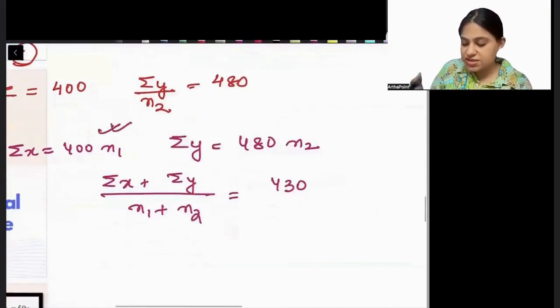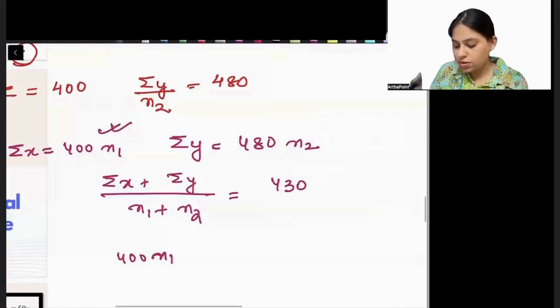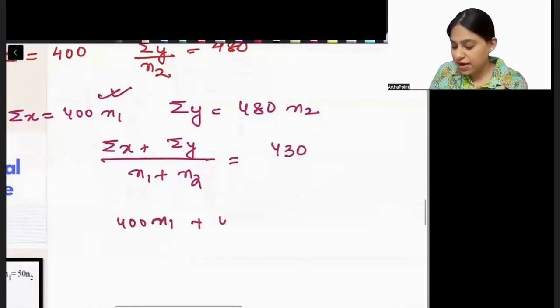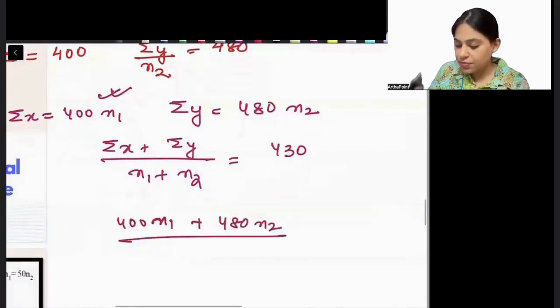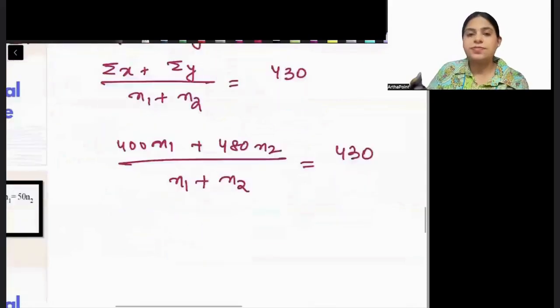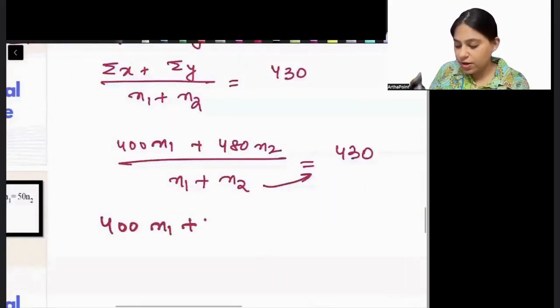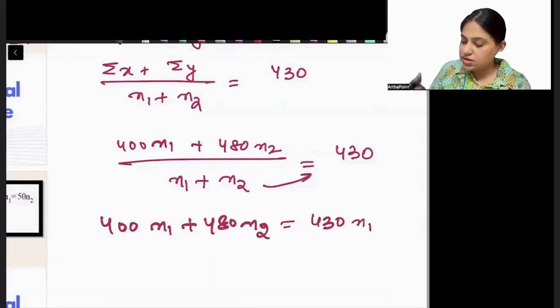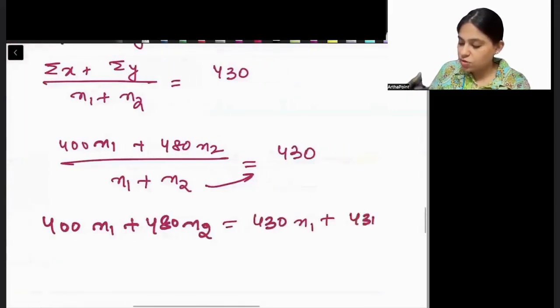Instead of summation x, I can put 401. Instead of summation y, I can put 480 n2, divided by n1 plus n2. This is 430. So I can just take this here: 400 n1 plus 480 n2 is equal to 430 n1 plus 430 n2.